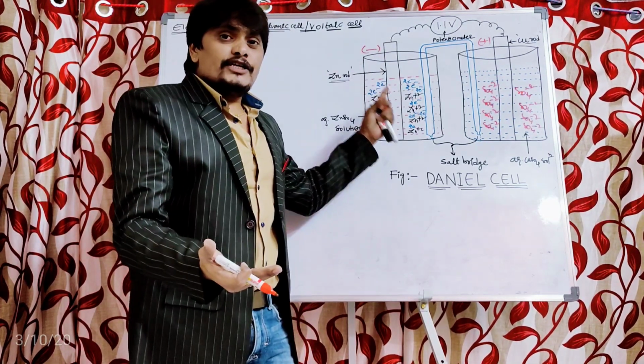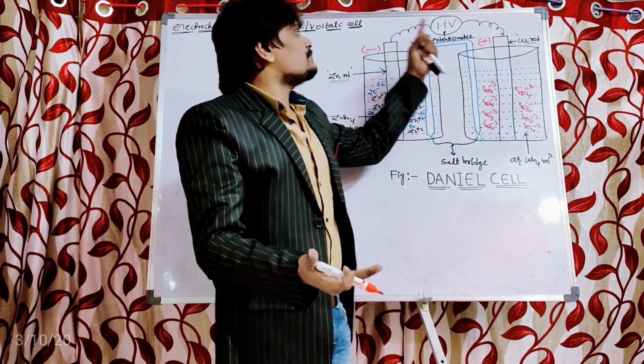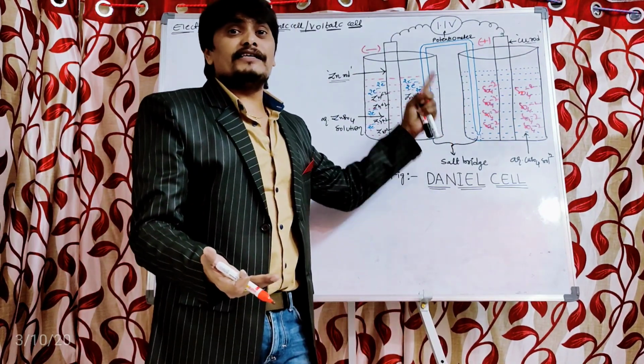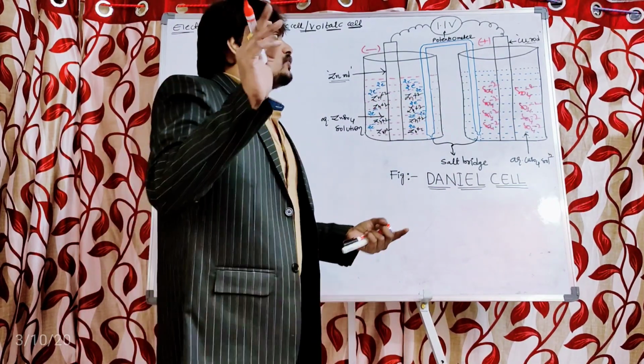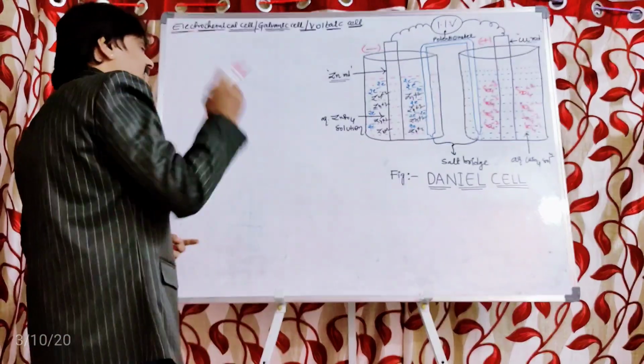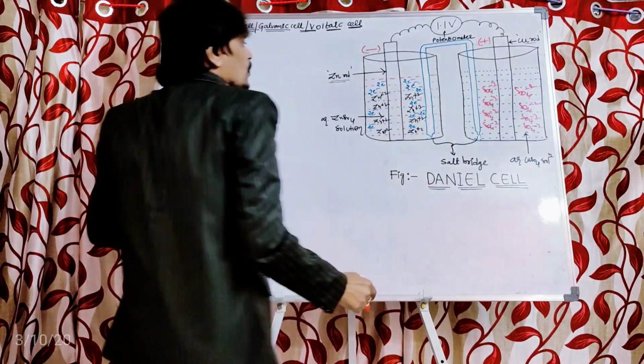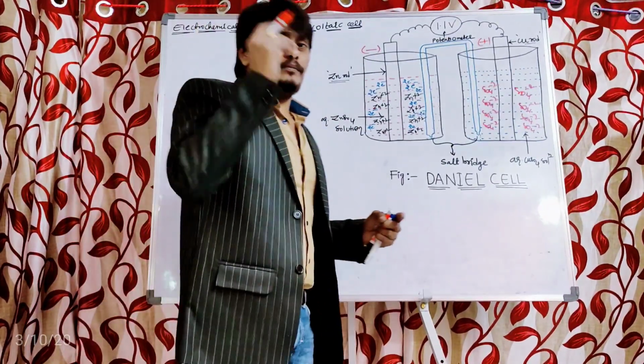So why it is negative in the electrochemical cell and why it is positive in the electrolytic cell, that is seen reversed. So I hope you understood this. Only one thing is left for us, that is the salt bridge. What is the role of the salt bridge?